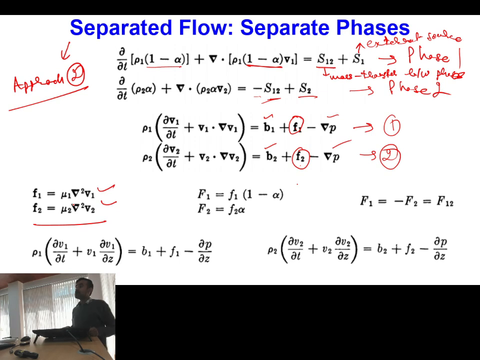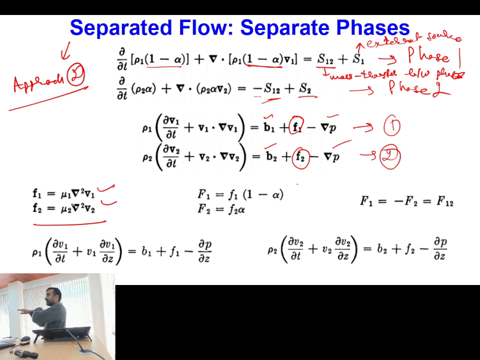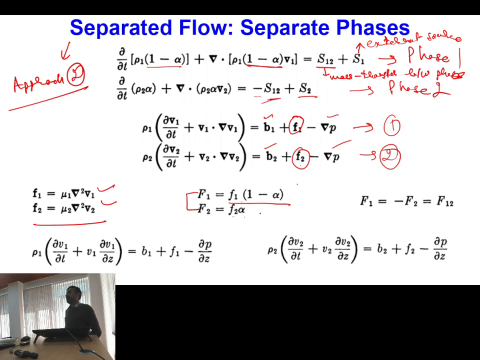But other than this, you will also have some interaction forces between the two fluids, which you have to account for. If you simply write that F1 and F2 are the interaction forces per unit volume, then depending upon the volume fraction, you can split these into F1 times 1 minus alpha and F2 times alpha. We will discuss this in detail when we talk about the numerical method. I am just explaining the second approach for the separated flow model, which is to solve separate equations.